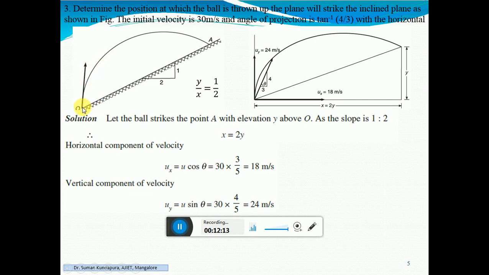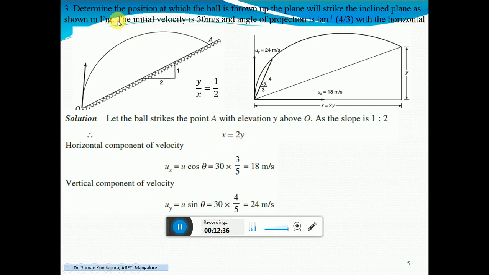This plane, as it is not horizontal, is inclined at a slope of 1:2. When we write the slope, we always write y by x. So y by x is equal to half. So 2 can go here, x this side. So it is nothing but x is equal to 2y, that is its relation.